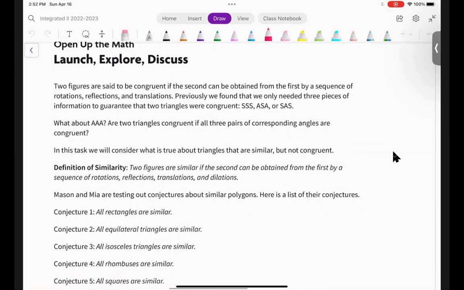Okay. So two figures are said to be congruent if the second one can be obtained from the first one by a sequence of rotations, reflections, and translations. So what that means is if I wanted to know if these two pieces of paper are the same size, what would you do in real life? You would take them, stack them, and then you would kind of tap them on the desk to make sure that they all lined up. And then you would measure them with your eyes, right? You would see, oh yeah, all the corners match up. So that's no different than in math.